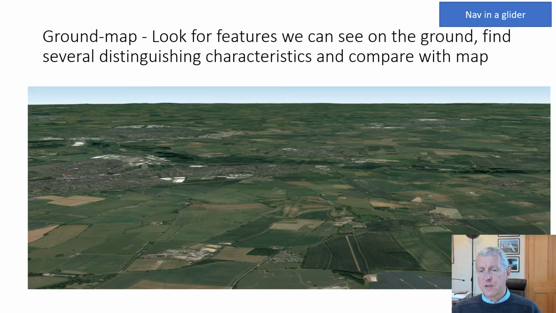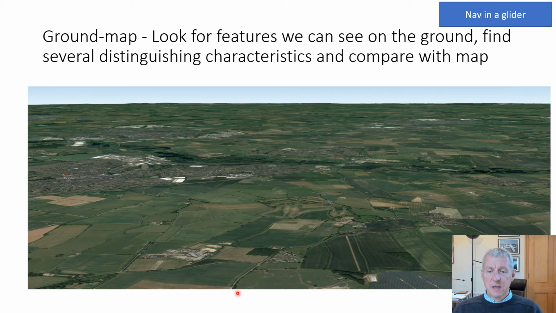If we're a bit lost though, we need to look for features we can see on the ground and then find several distinguishing characteristics of them and then compare that with the map. We don't do it the other way around because it's quite easy to look for things on the map and then decide and then find them on the ground, but get it wrong.